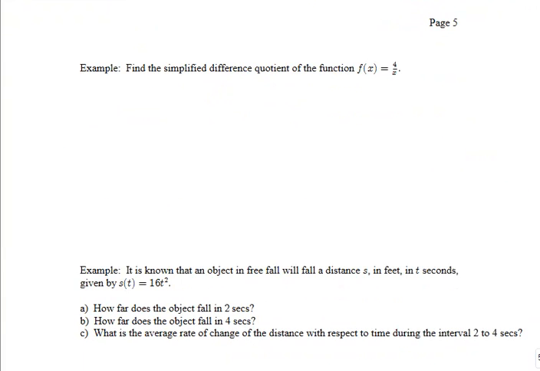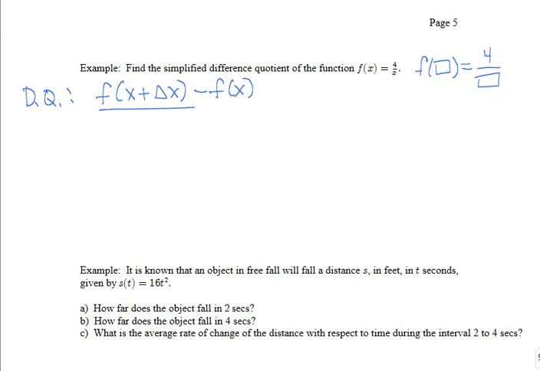Alright, let's try one more example just like that, but with a different function. So here we want to find the simplified difference quotient for the function 4 over x. So if you want to think of this function as f of stuff, and its rule is 4 over whatever that stuff happens to be. Okay, so let's start with our formula for our difference quotient. It's always going to be f of x plus delta x minus f of x all over delta x. And in this problem, this is our stuff.